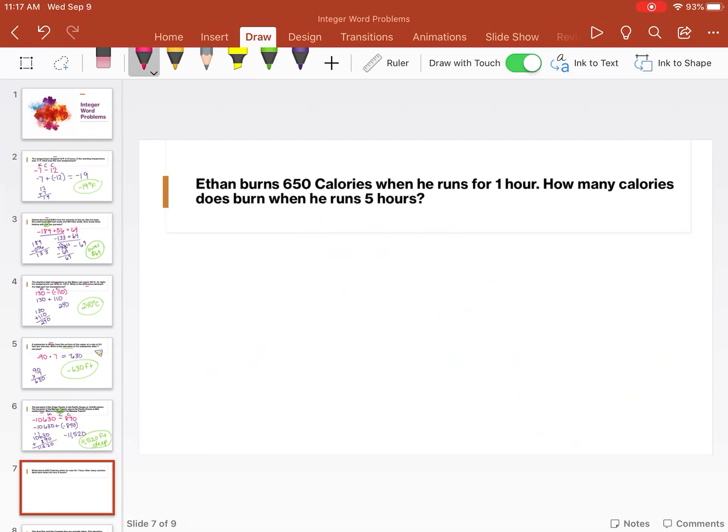Okay, Ethan burns 650 calories when he runs for 1 hour. So burns is a negative. He's getting rid of those calories. How many calories does he burn when he runs for 5 hours? So again, 650 is for 1 hour. He's going for 5 hours. So I'm going to multiply the negative 650 times 5. Go ahead and solve that.